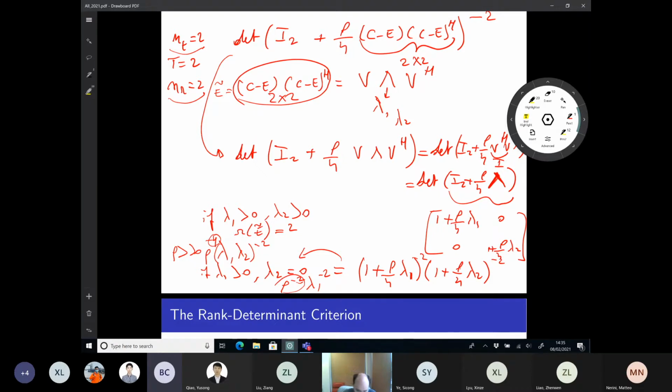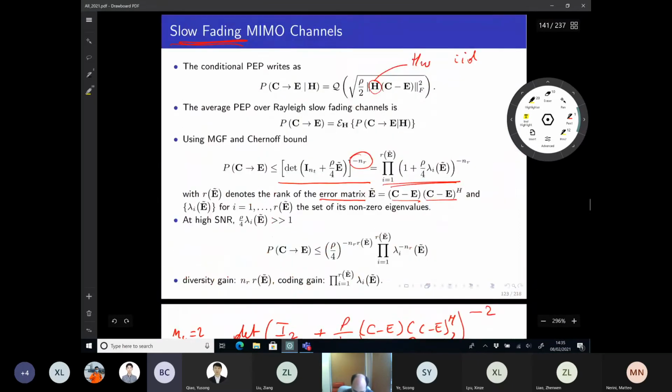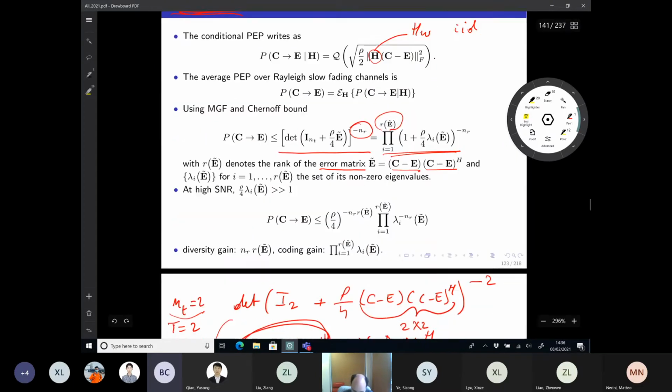What is important is the rank of this matrix here. So if you have this, that means the rank of this error matrix is equal to 1 instead of being equal to 2. Here it is equal to 2, here it is equal to 1. Right. So what you see is that if you have your lambda, in general non-zero, in general it could be 0. What matters is the product from 1 all the way to the rank of this error matrix.